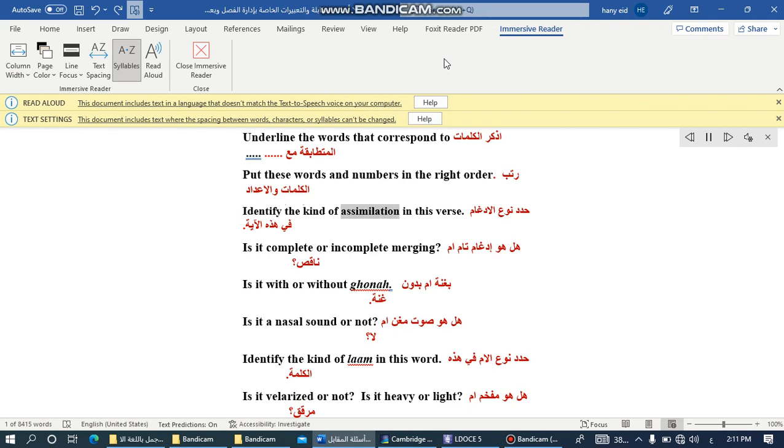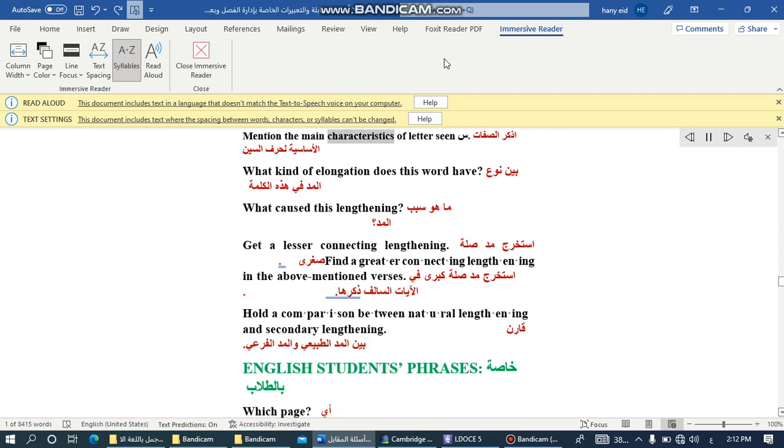Identify the kind of assimilation in this verse. Is it complete or incomplete merging? Is it with or without ghunna? Is it a nasal sound or not? Identify the kind of lam in this word. Is it velarized or not? Is it heavy or light? Mention the main characteristics of letter seen.